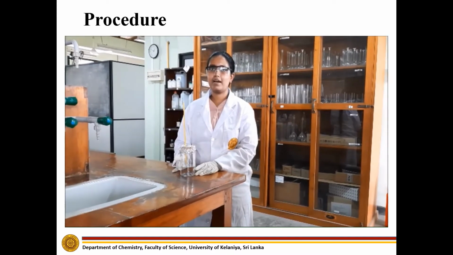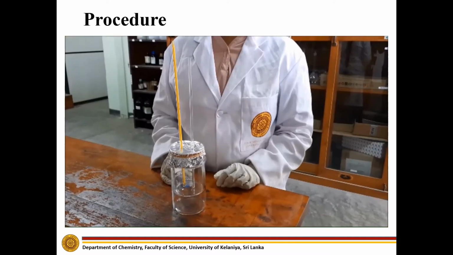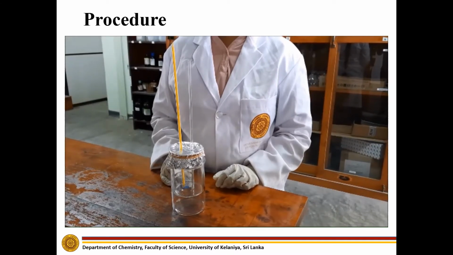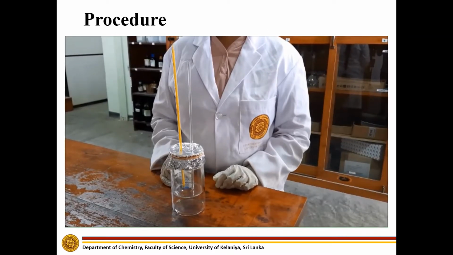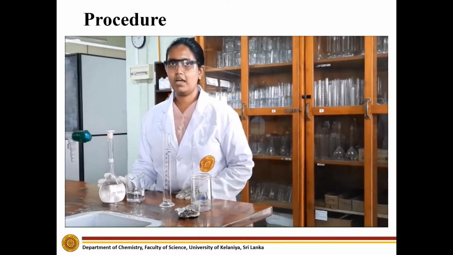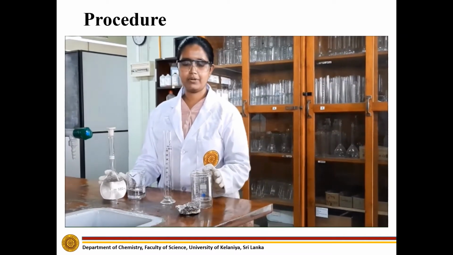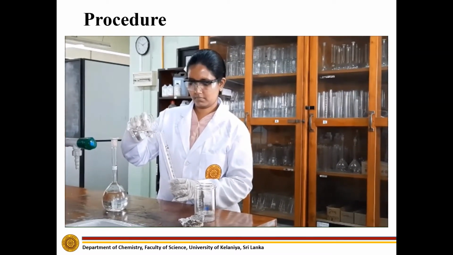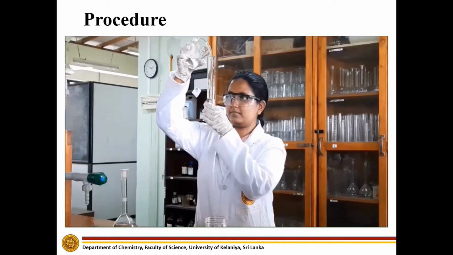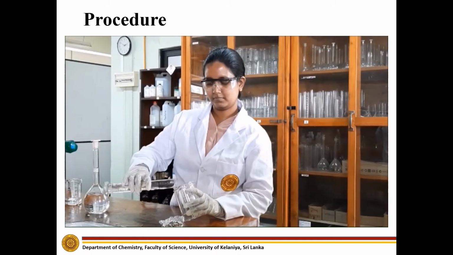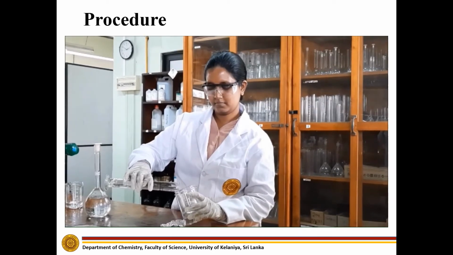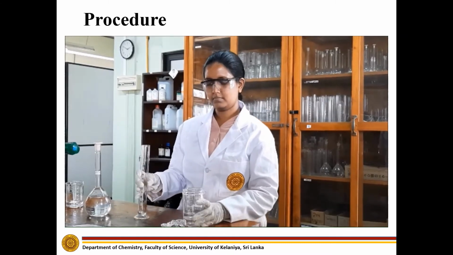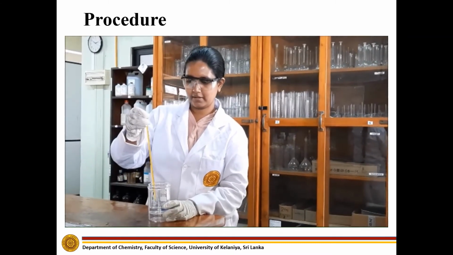For this experiment, we need an experimental setup like this. If we use styrofoam containers instead of these glass beakers, we can minimize the heat loss. Add 50 ml of 2M hydrochloric acid into the beaker in the experimental setup. Then measure the temperature of the solution.